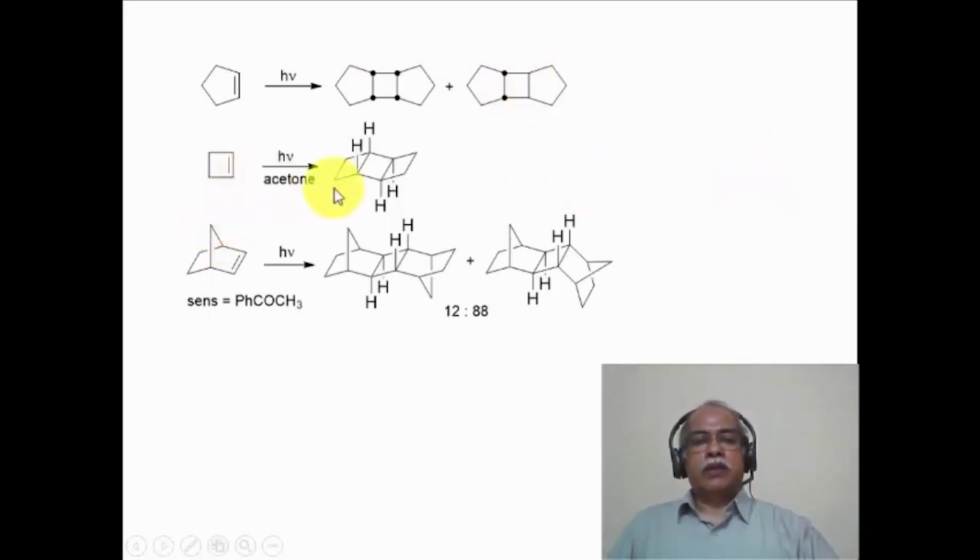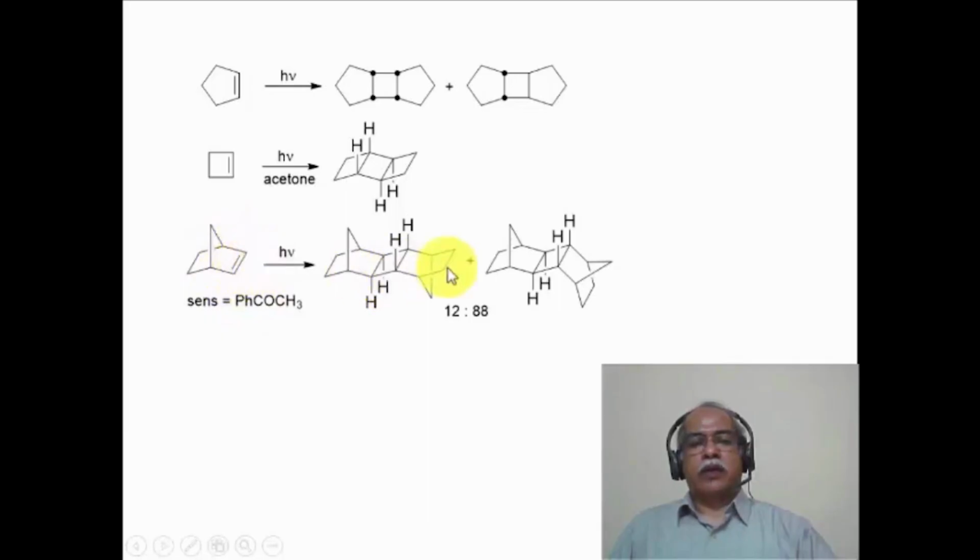Cyclobutene itself undergoes the 2+2 cycloaddition process to give a ladderane kind of system. A tricyclic system is what is formed. Norbornene, for example, undergoes a photosensitized cycloaddition reaction. This is a triplet sensitizer, acetophenone. It absorbs the light energy and then transfers it on to the norbornene.